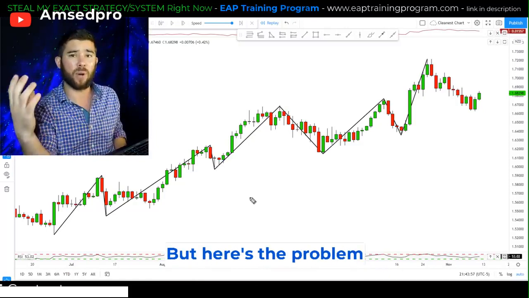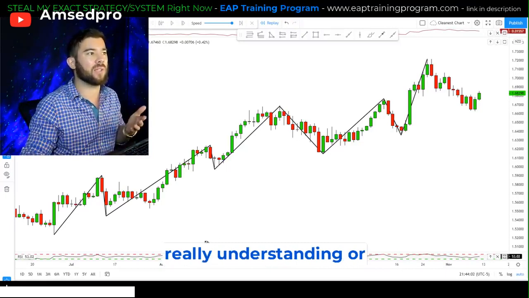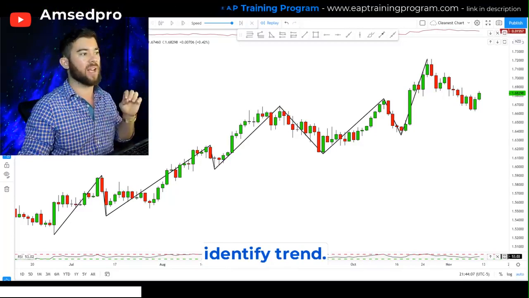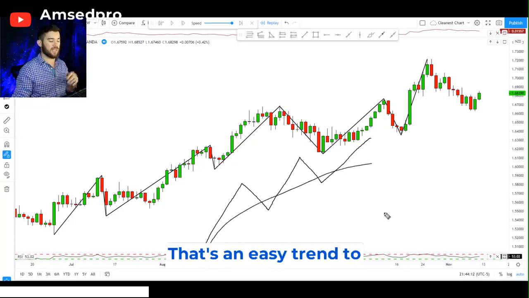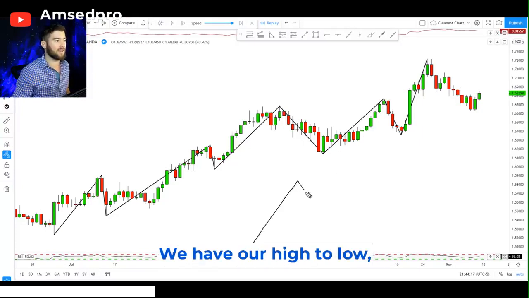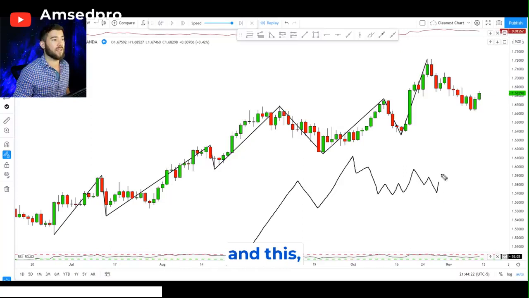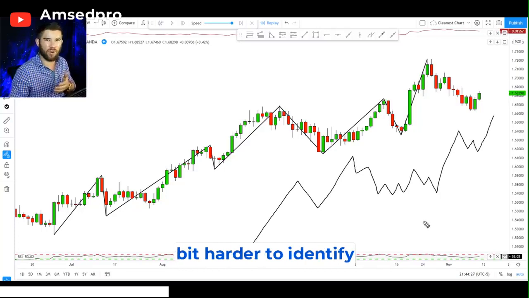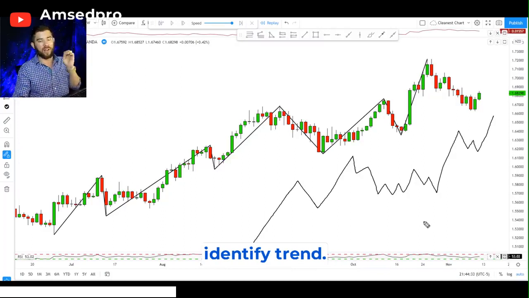But here's the problem with trend identification that I see all the time, and that is just not really understanding or having a set in stone, objective, defined way to identify trend. A lot of traders can easily identify this, right? That's an easy trend to see. But what if price is acting like price normally does and it looks more like this? We have our high to low, a new high, but then price does this, and then finally goes up and then goes up again. At this point, doesn't it get a little bit harder to identify trend? So with that being the case, I want to give you an objective way to identify trend right now.